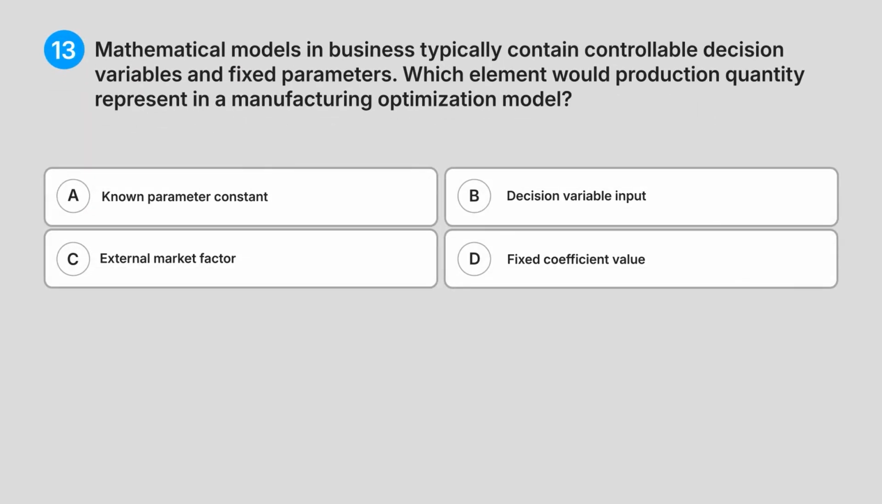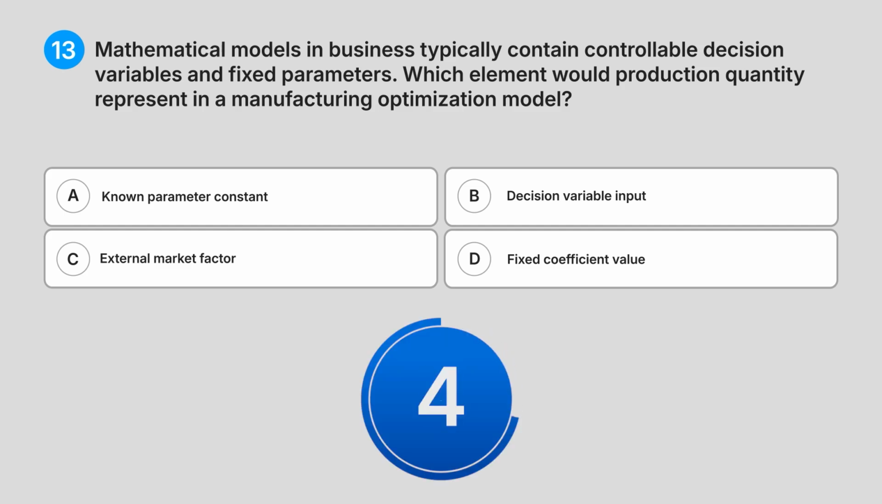13. Mathematical models in business typically contain controllable decision variables and fixed parameters. Which element would production quantity represent in a manufacturing optimization model? A. Known parameter constant. B. Decision variable input. C. External market factor. D. Fixed coefficient value. Can you guess the answer?